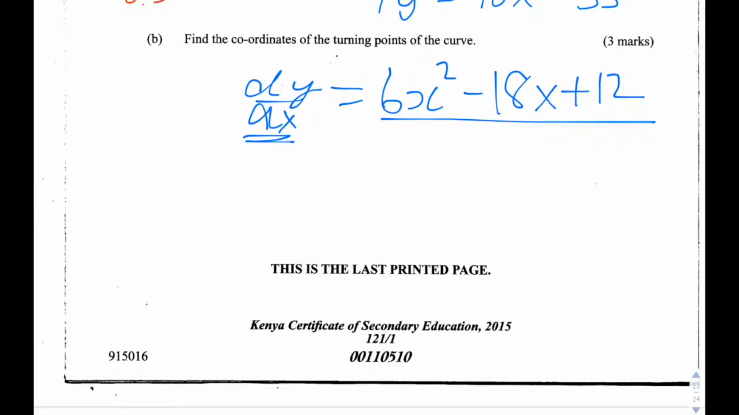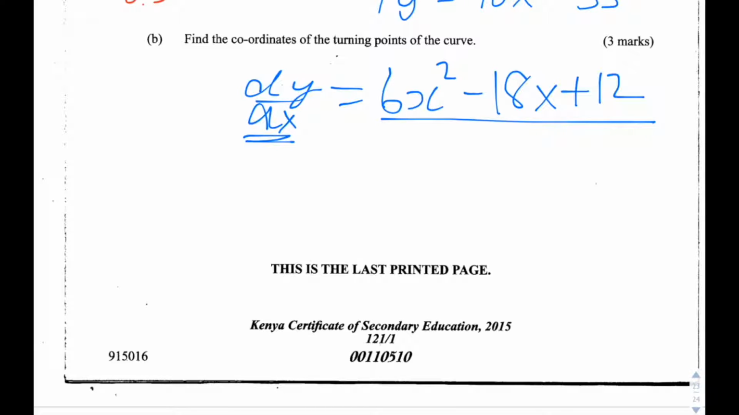So now we're on to the final part, part B of question 24, and this asks, find the coordinates of the turning points of the curve. So a turning point of a curve is a stationary point of a curve, and this is a point where the derivative changes sign, so from positive to negative or from negative to positive.